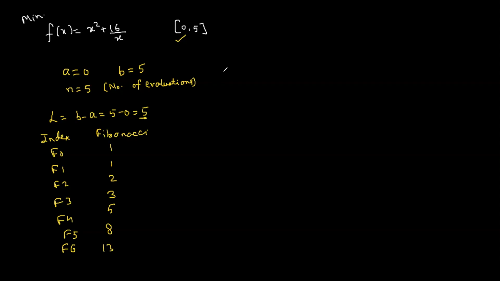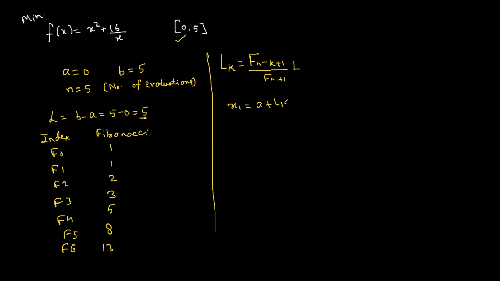Now use this formula for every iteration. What is the formula? L_k equals F_(n-k+1) over F_(n+1) times the interval length. Where x1 is a plus L_k, and x2 is b minus L_k. Remember these two formulas for every iteration. Now we will start the first iteration.